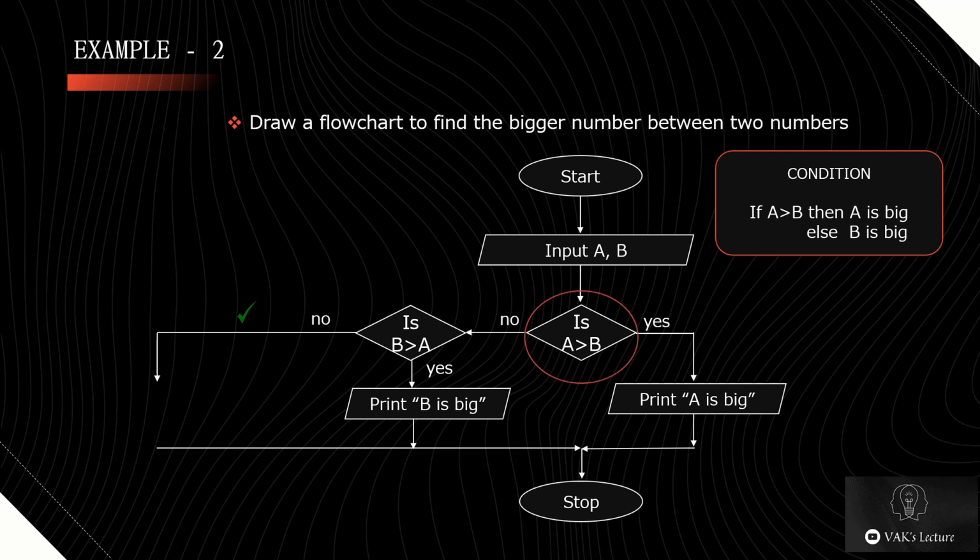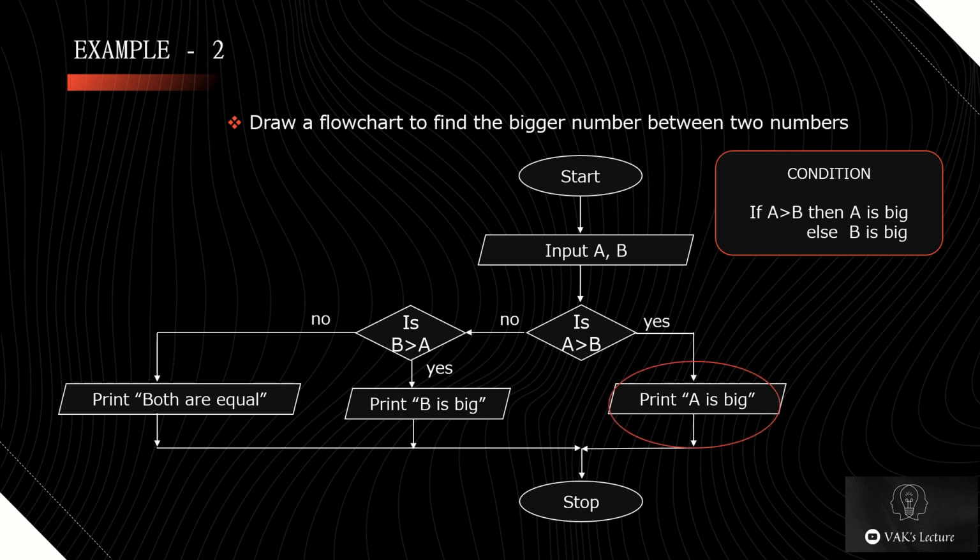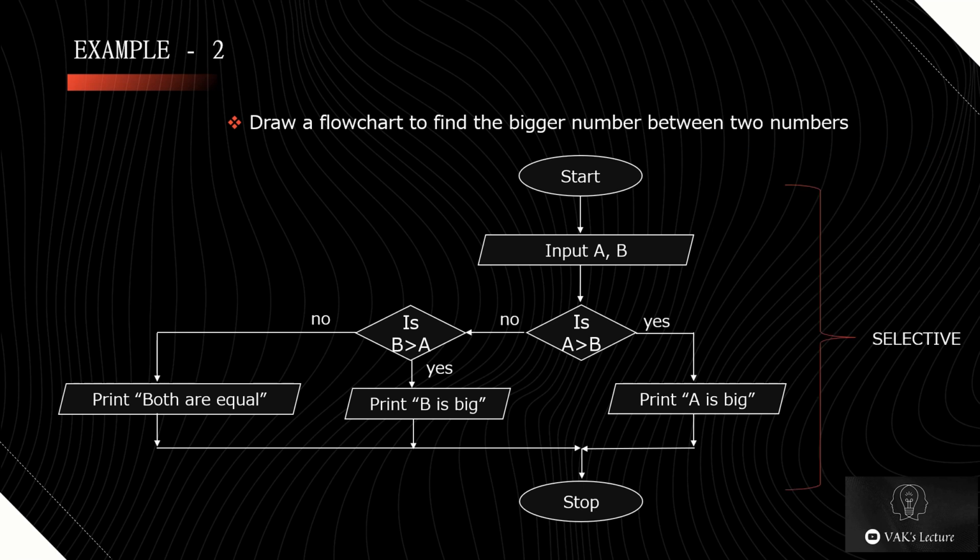If A greater than B is false and B greater than A is also false, then A and B are the same or equal. That's why I print the statement both are equal. This is an output statement, so I enclose it within a parallelogram. After printing this, again it will move to stop. So not all the portions of this flowchart are executing. Either this one is executing or this one or this one. So I have written here selective. That means it is equivalent to a selective statement, so it is a selective flowchart.